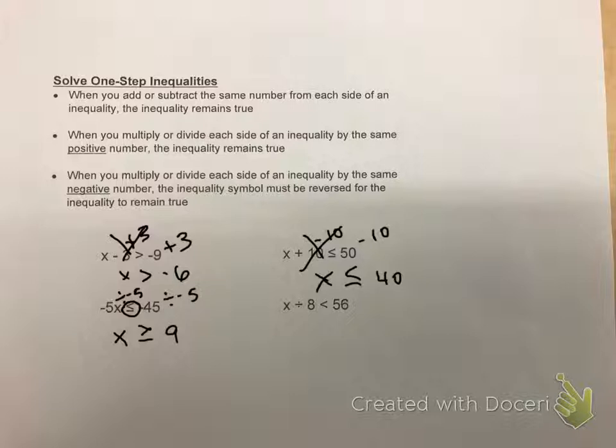Next example, we have x divided by 8. So we're going to multiply both sides by 8. That cancels out because 8 divided by 8 is 1, or 8 times 8 in this case would be 1, because we have division. So we are left with x is less than 448.